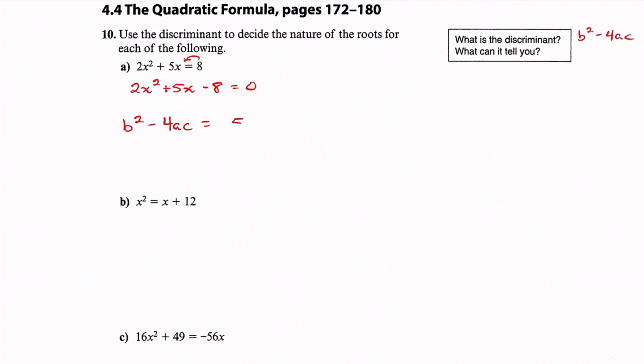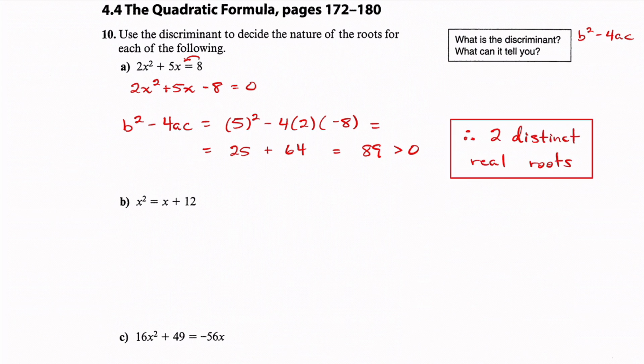So b squared, that's going to be 5 squared minus 4 times a is a 2, times by c, which is negative 8. And when I calculate that, that's going to be 25 plus 64. And then that is going to equal 89. And 89 is greater than 0. So we had said if the discriminant is positive, which is greater than 0, that meant that there were going to be two real distinct roots.